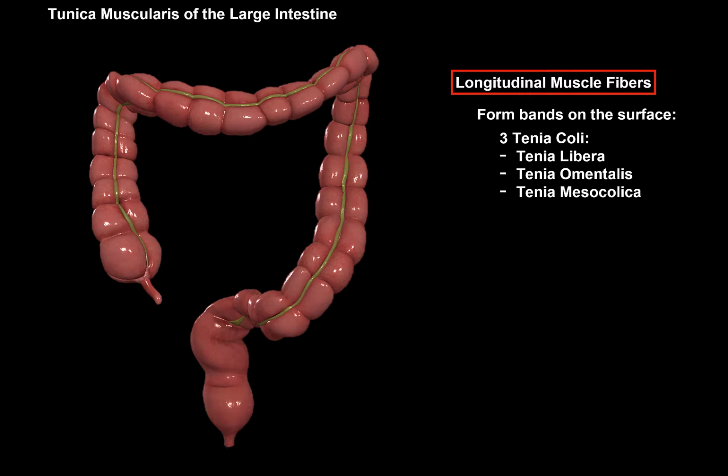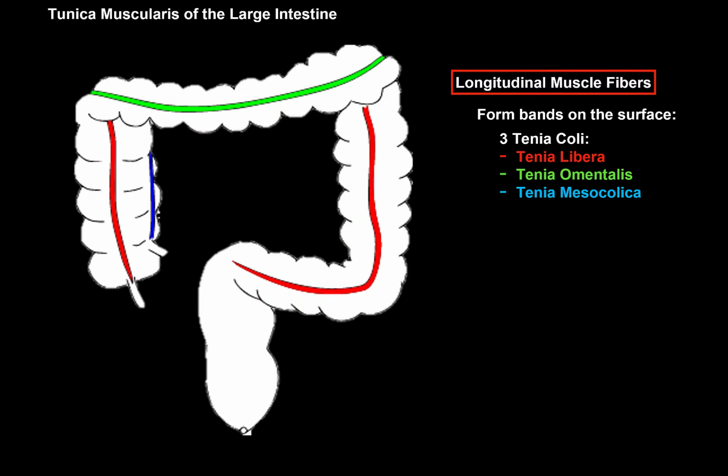So we have three different types of taenia coli. We have taenia libera, taenia omentalis, and taenia mesocolica. Taenia libera is highlighted here in red. It's placed anteriorly in the caecum, ascending, descending, and the sigmoid colon, but is placed inferiorly at the transverse colon. Libera means free or not restrained, meaning this taenia is not bound to any structures on the peritoneum, like the other two are. And we'll talk about this in detail when we talk about the peritoneum, so that this video doesn't get too long. But the next one is the taenia omentalis, which is here in green.